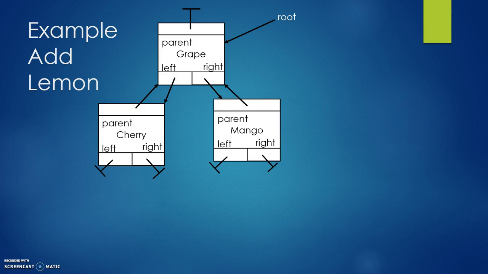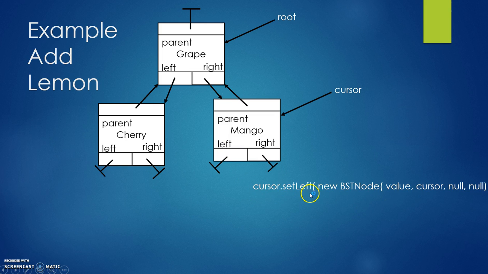So now this would be showing adding lemon. We'll start off by establishing our cursor. The cursor is going to move down the tree until we find the node we want to create from. What we want is to create the node to the left of mango, because lemon is less than mango. So in terms of this statement, the right-hand side first, this new BSTNode, we now are going to have one additional parameter. This is going to be the parent, left, right.